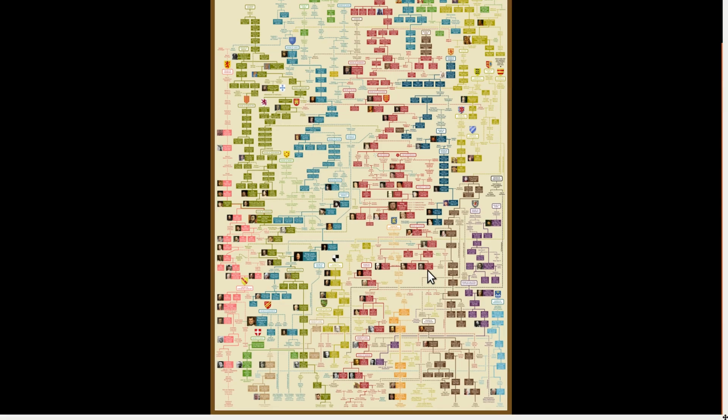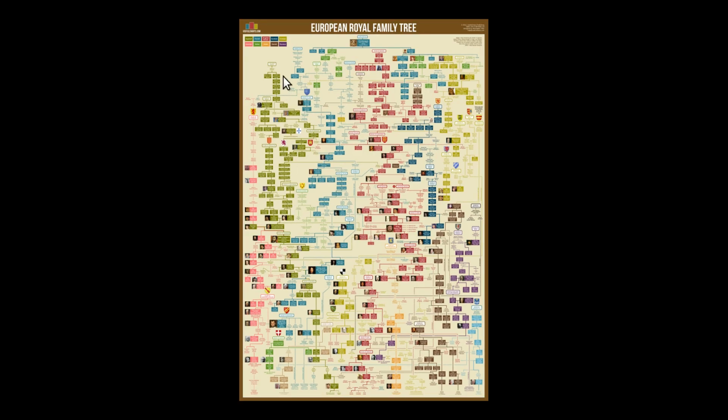So there we have the history of the Spanish monarchy, all the way from the beginning through the Habsburgs and Bourbons down to the current King of Spain today.